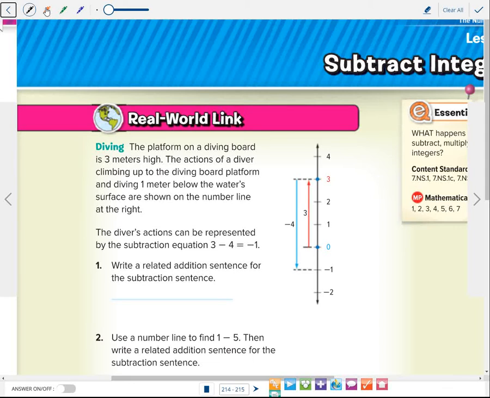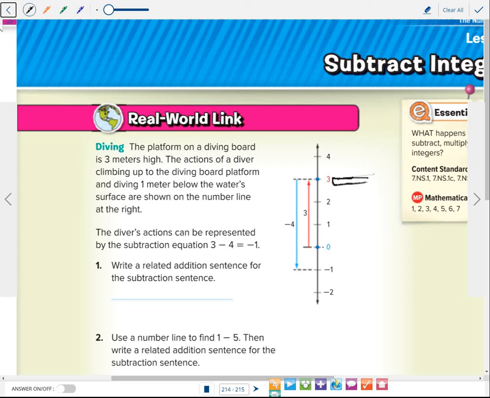So section 3.3, real world link, diving. The platform on a diving board is 3 meters high. So that would be like this. There's a diving board. The actions of a diver climbing up the diving board platform and diving 1 meter below the water's surface is shown on the number line to the right. The diver's actions can be represented by this subtraction equation.